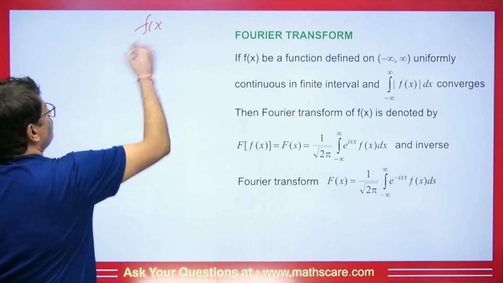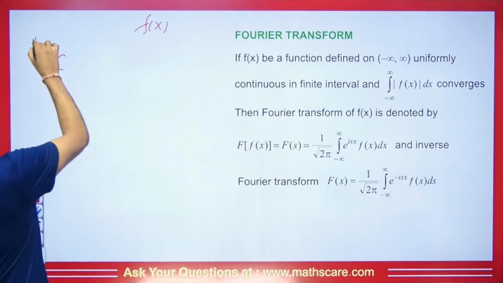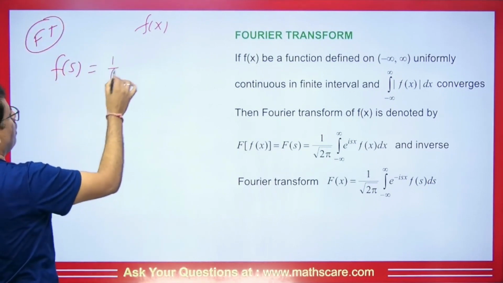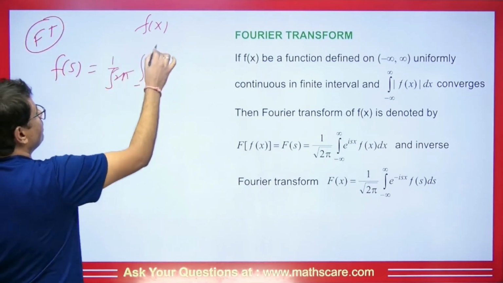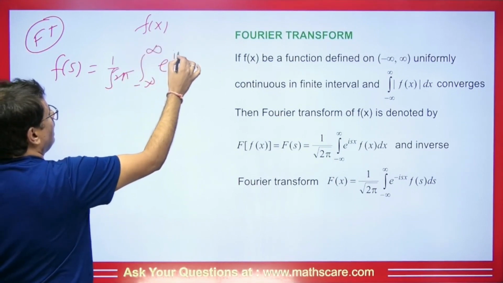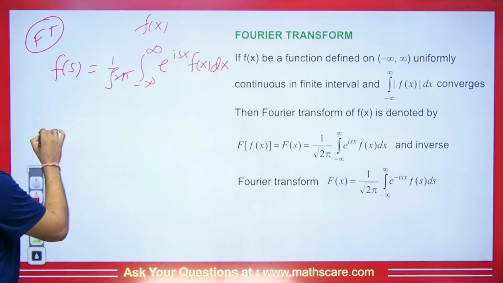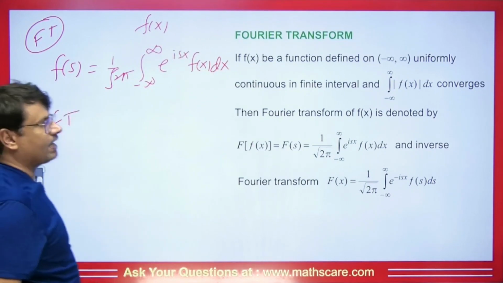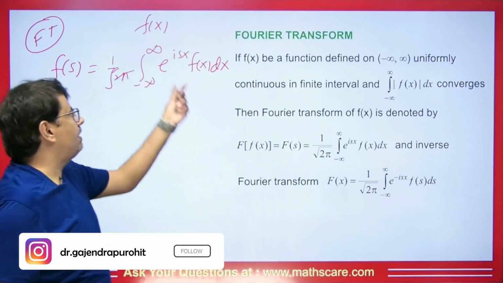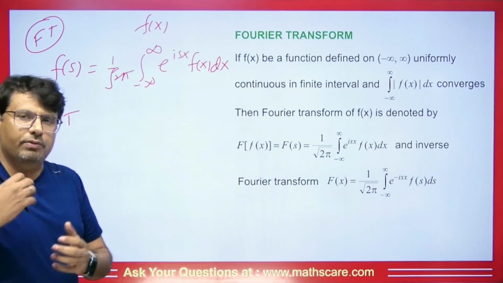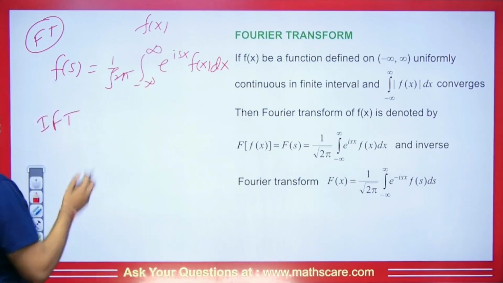If we are given a function f(x), and if we talk about its Fourier transform, what will be the Fourier transform here? We will get F(s) is equal to 1 upon root 2 pi, integral from minus infinity to infinity of e raised to the power of iota sx f(x) dx. If we talk about the inverse Fourier transform, it is also called the complex Fourier transform. So here it is e raised to the power of iota sx, and the real parts and the imaginary parts are included. So this is why we call it the complex Fourier transform.